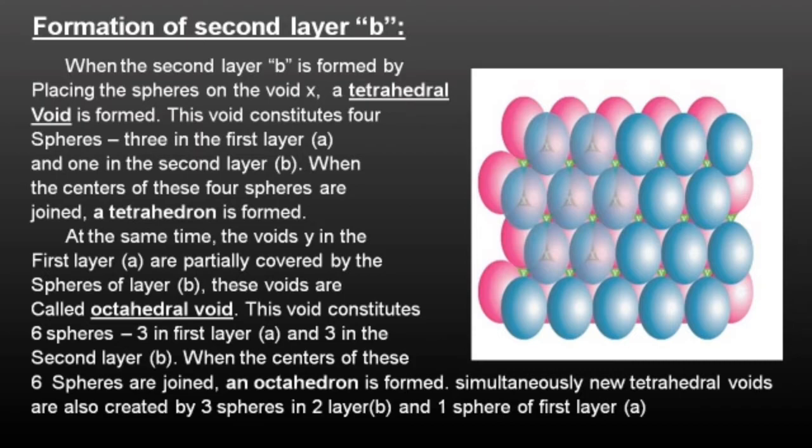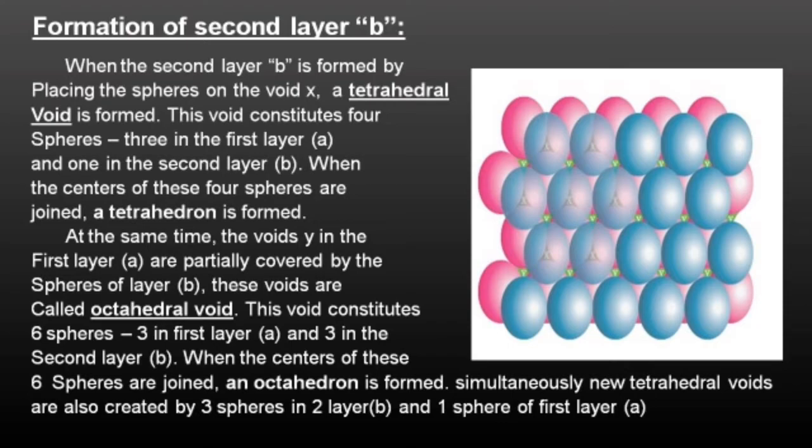Now see the diagram. There is a blue color layer, that is the second layer. The rose color layer is the first layer. Now concentrate on only one sphere, the blue color sphere. It is placed in the X void. Here, in the A layer, 3 rose color atoms are joined and only one blue color atom in the second layer. So when you join the centers of the 4 spheres, we get the tetrahedron.